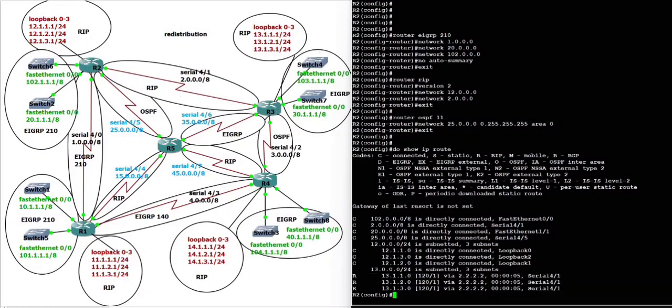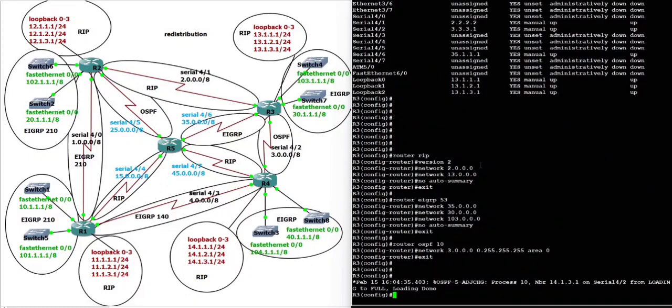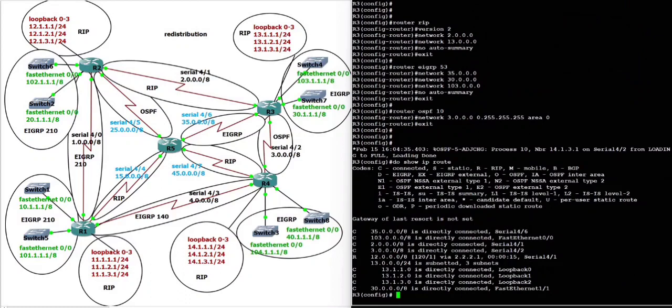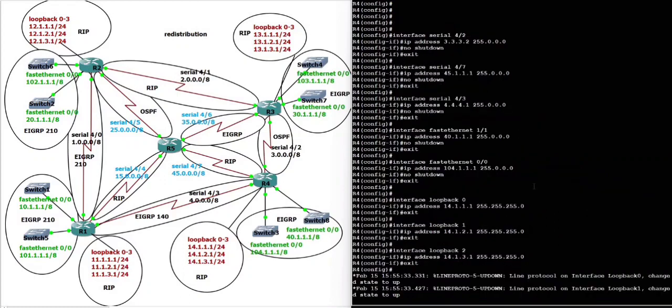Now on router 3, we'll show IP route. Let's see. Okay, here we have 12 dot network. It's coming from this network because this serial interface is RIP, and the loopback is RIP, and here loopback is RIP 2.